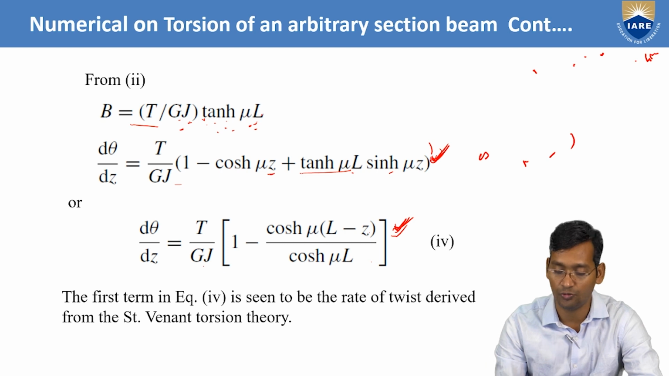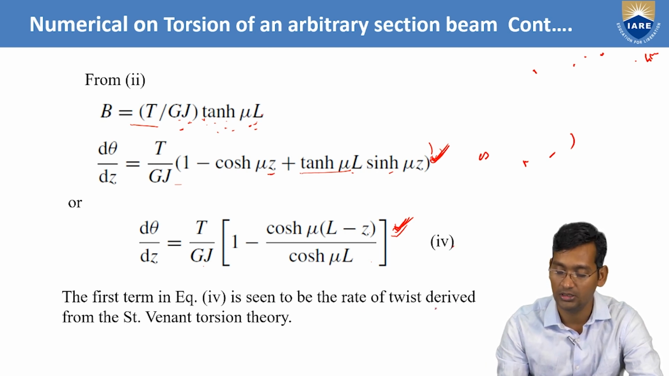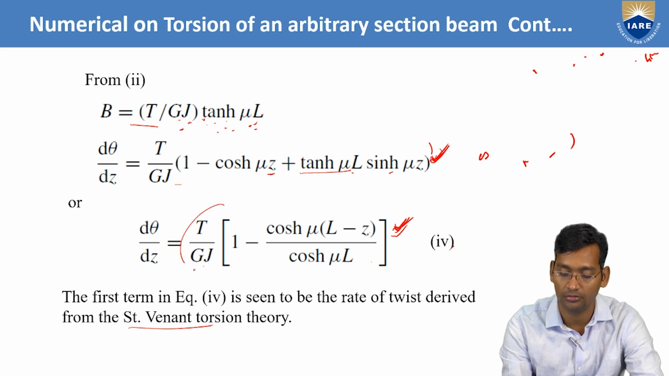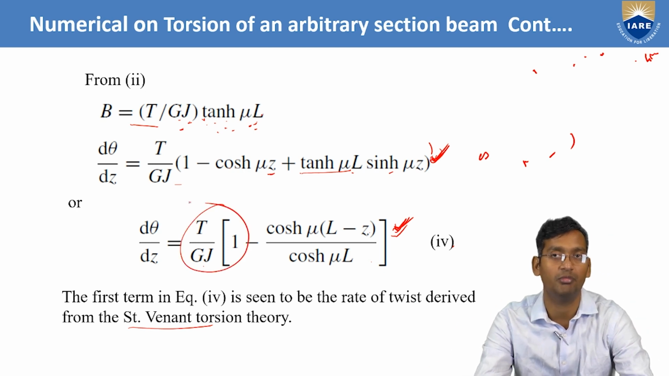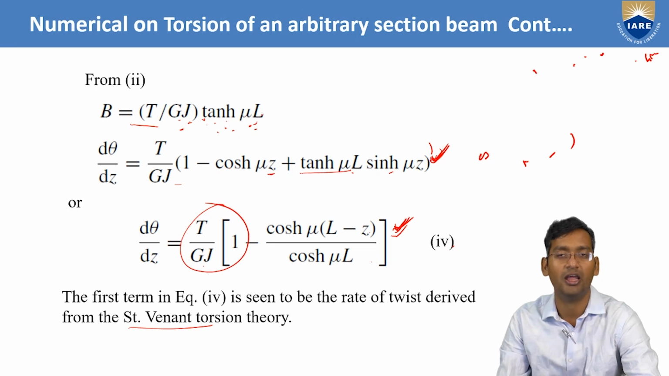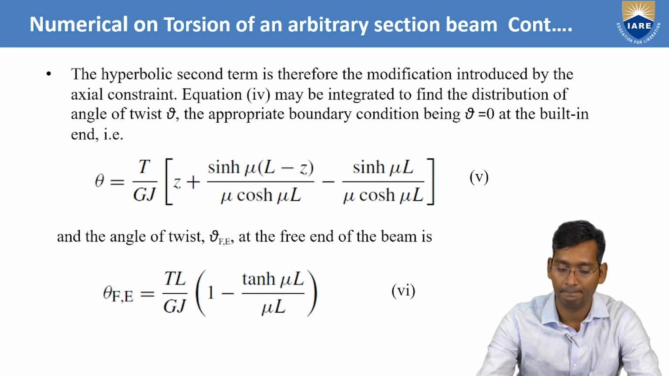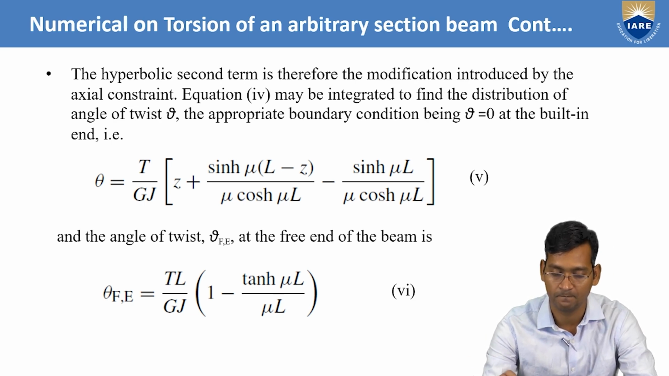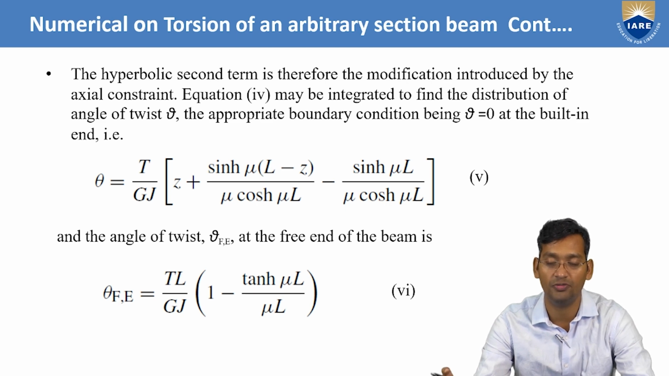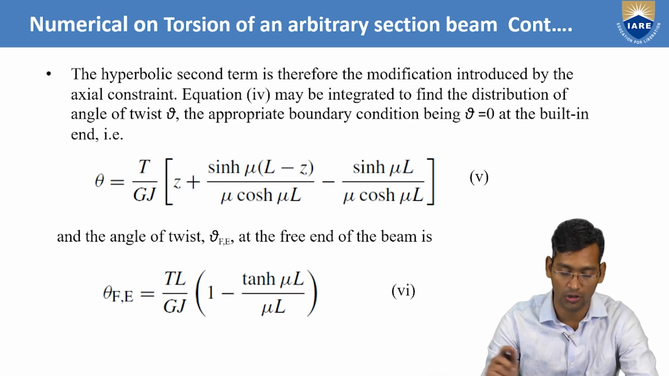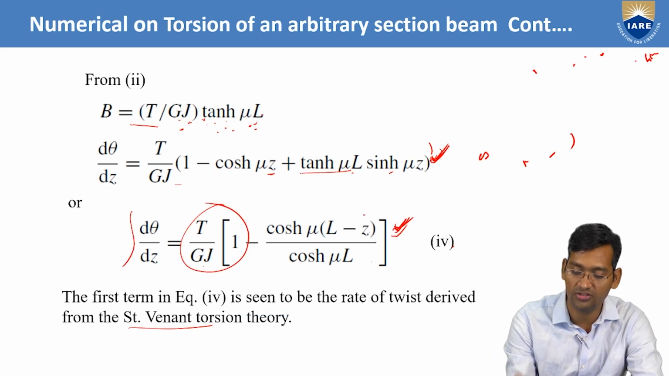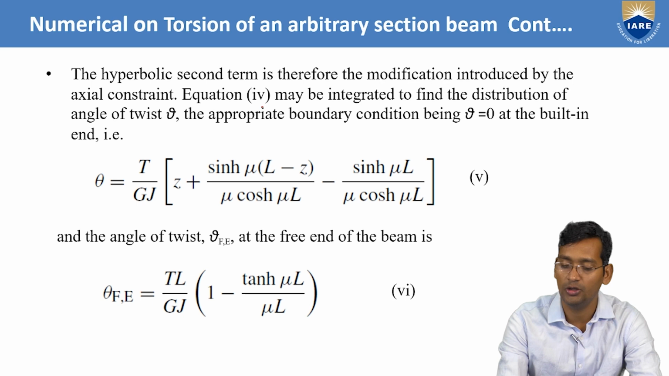The first term in equation 4 is seen to be the rate of twist derived from St. Venant torsion. So here it is T by GJ after multiplying, right? So that is from the St. Venant torsion theory. The hyperbolic section term is therefore the modification introduced by the axial constraint. Equation 4 may be integrated to find the distribution of angle of twist theta. Now whatever is here, just integrate this equation.